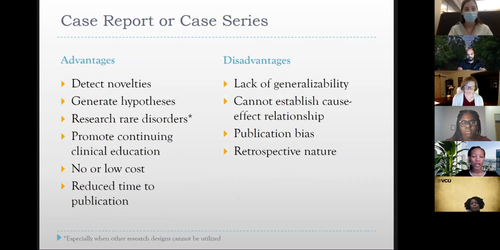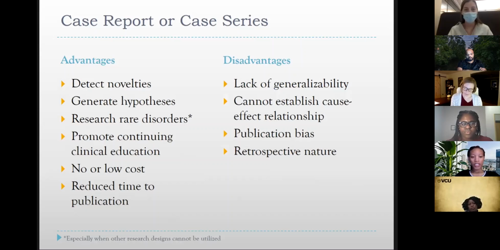All right, so there are some pros and cons to case reports and case series. And we'll start out with all the advantages of it. So case reports and case series really help to detect novelties and generate hypotheses, as well as research rare disorders, because, you know, the case reports and case series that get published are new conditions. And so they help you to think, oh, this might be potentially related to certain exposures or certain outcomes, depending on the condition that the person has.